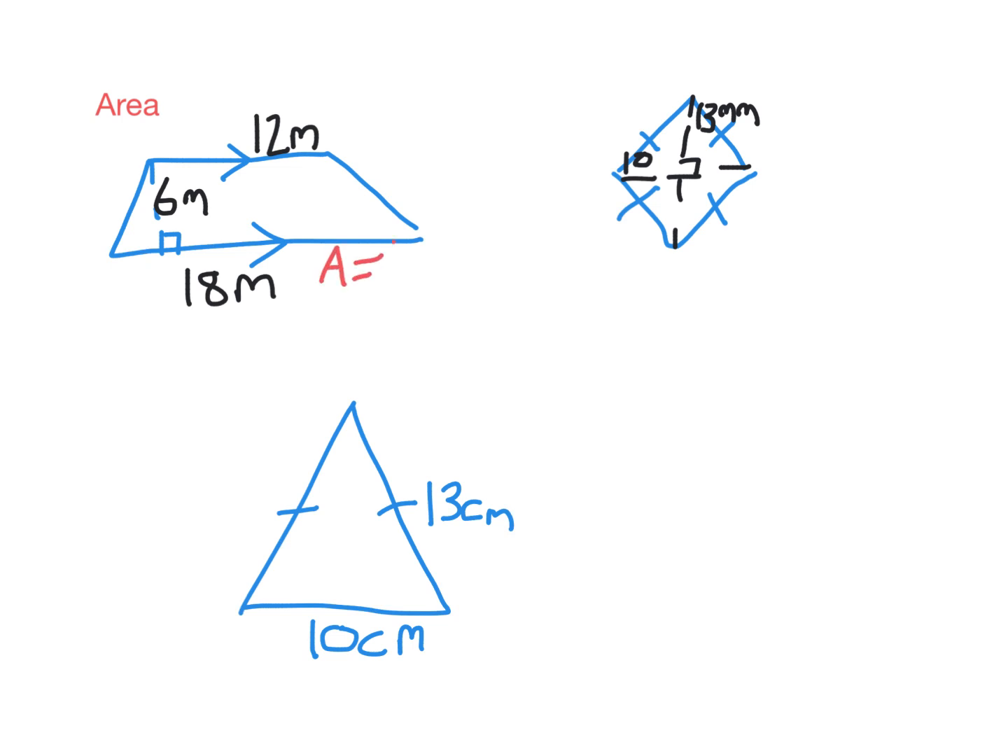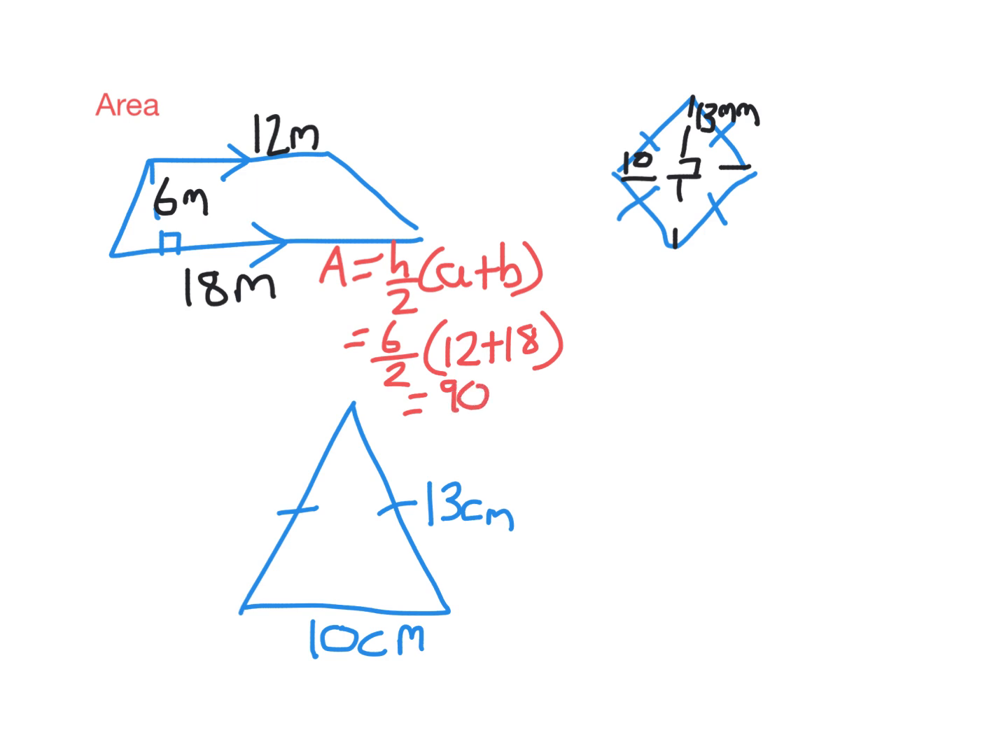So you should have on your cheat sheet the area formula for a trapezium. It's h over 2 times (a plus b). So the area of a trapezium is perpendicular height divided by 2, and you multiply it by the sum of the two parallel sides. So you can put that on your calculator, you get 90. Now because the measurements were in meters, your answer will be in meters squared. Area is always units squared.